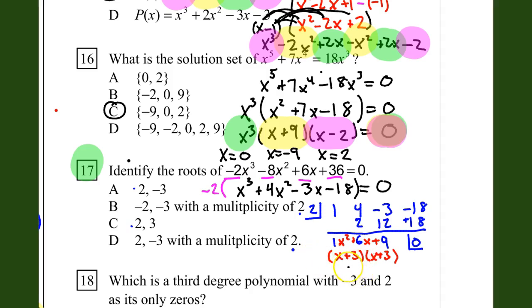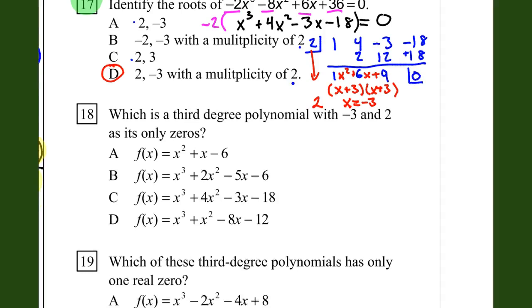So we have an answer of x equals -3, and then we also have an answer of 2. So that's answer D: 2, and -3 with multiplicity of 2. All right, let's go on to the next.